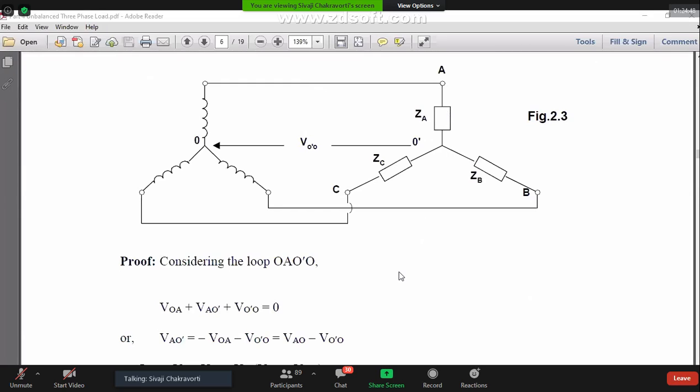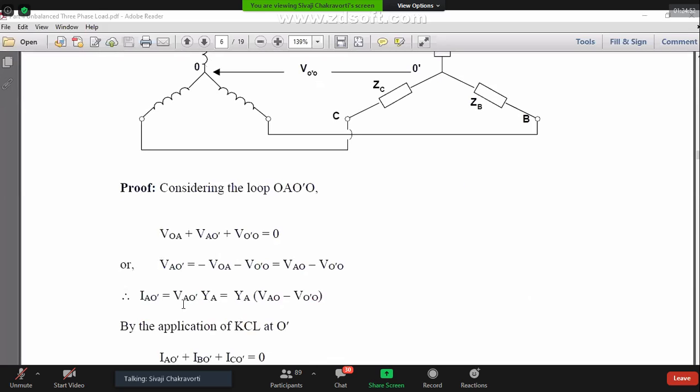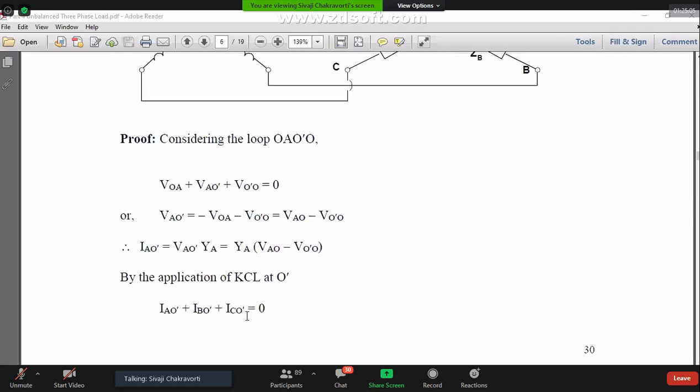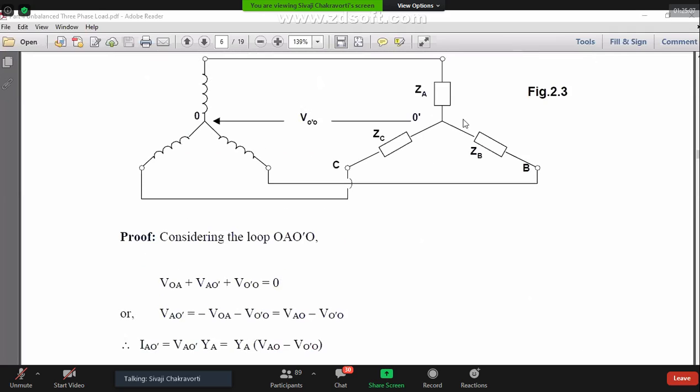Now there is a formula here, as you can see, which is what? Directly voltage and admittance. What is admittance? Admittance of the three phases. With this formula, I can directly calculate what is the neutral shift. It is possible. Now you can ask me how is it possible? Yes, there is a proof. How can we do that?